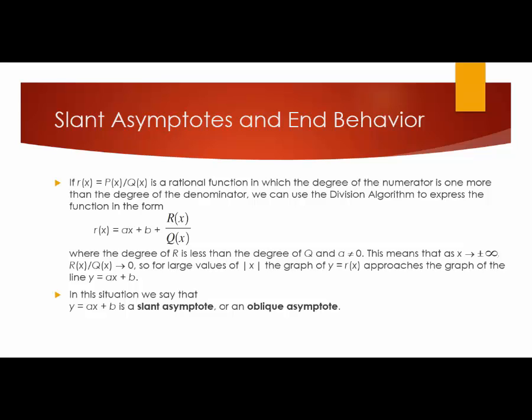Here's a little summary about slant asymptotes. If the degree in the numerator is 1 more than the degree in the denominator, we can use long division. And when we do use long division, we'll get something linear, and the remainder heads off to 0. But this gives us the equation of the end behavior. It's the line y equals ax plus b, and we call that line a slant asymptote, or it's also sometimes called an oblique asymptote.